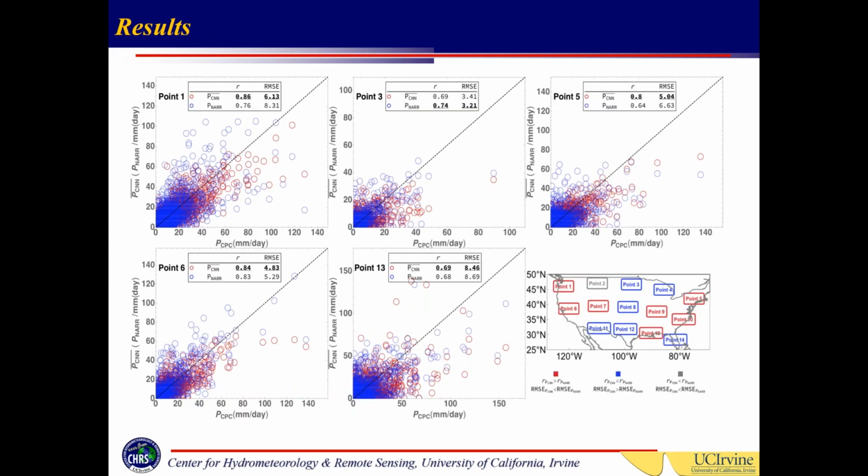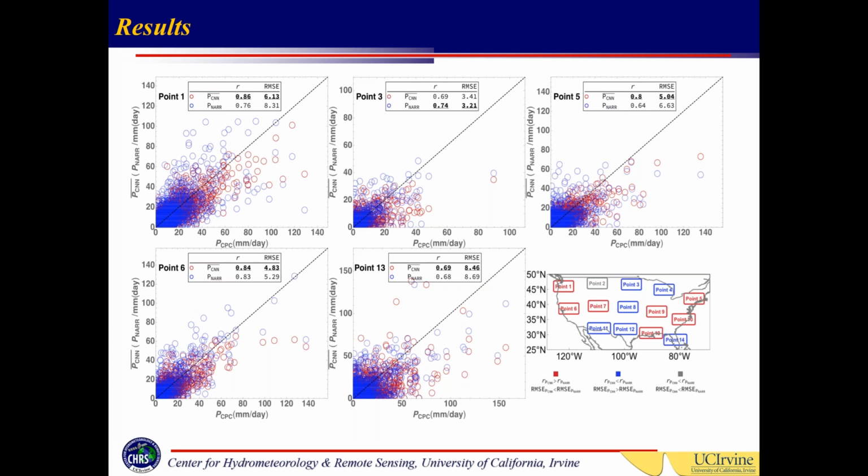So here are the results. We are testing the model at 14 grid points here. If the grid point is labeled with red, it means that for both of these two metrics, root mean square error and correlation, the CNN model outperformed the original North American Regional Reanalysis product, which is a pretty difficult task because the reanalysis has already assimilated gauge-based precipitation.